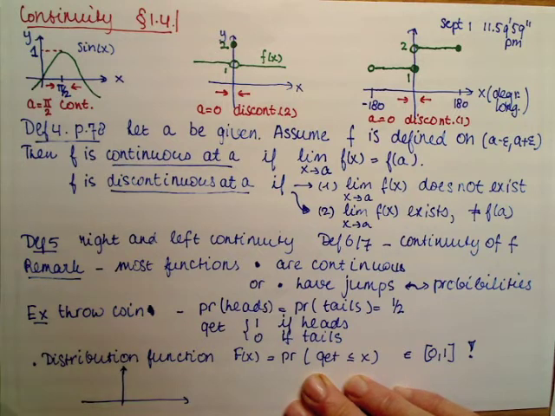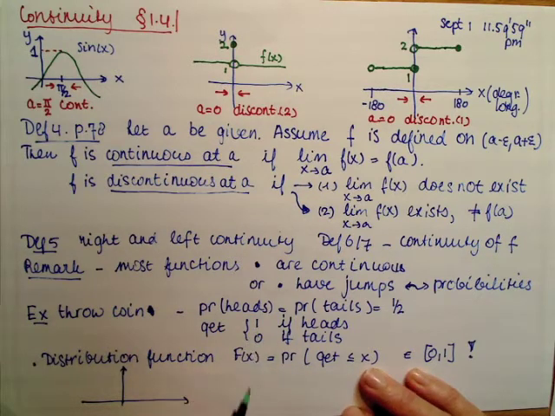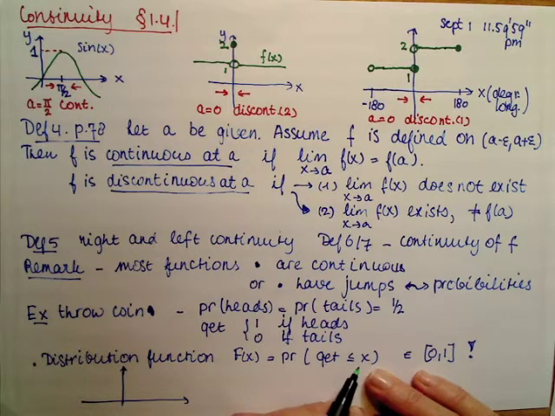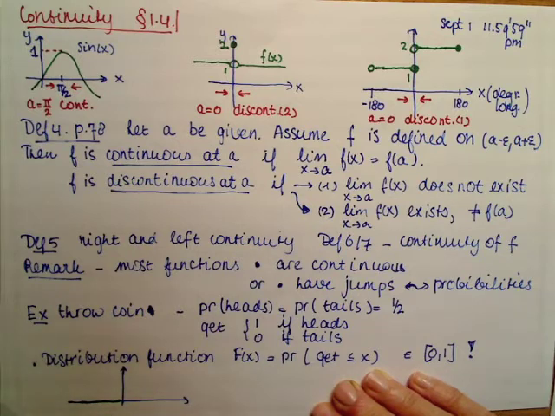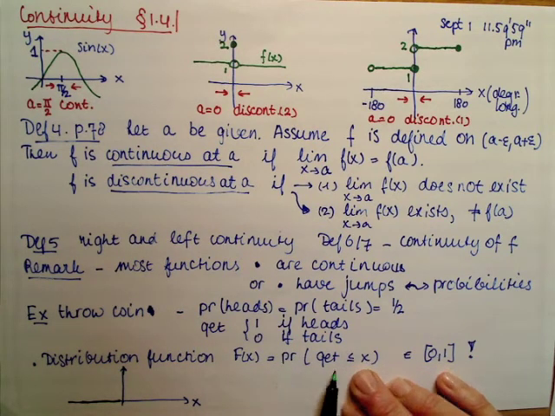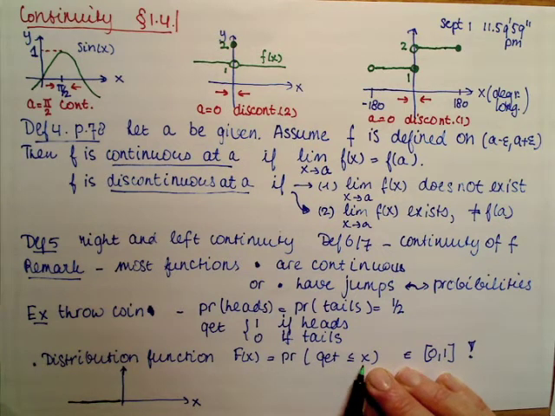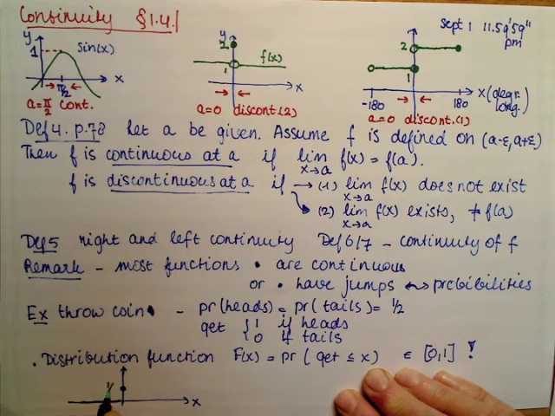Now, let me draw it. What happens if x is smaller than 0? Well, the probability that we get less or equal to -1 is 0, because it simply doesn't occur. So this function is equal to 0 on the negative x-axis. What happens at 0? Then we have to calculate the probability that we get less or equal to 0. This is of course the probability that tails comes up, which is 1/2. So at 0 we are at 1/2.